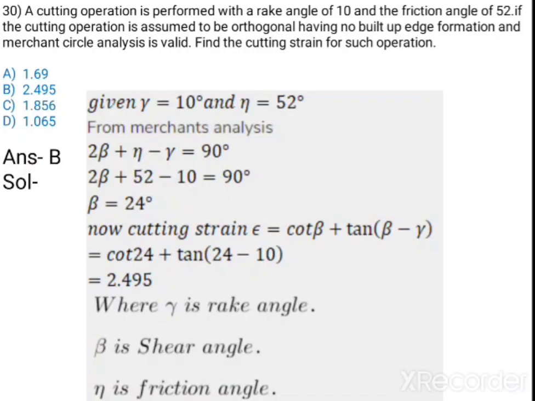Then you will get phi plus beta minus alpha equals 90 degree. Just put the value, you will get phi shear angle, that is 24 degree. Now cutting strain, what is strain? Cot phi plus tan beta minus alpha. Just put the value, you will get strain 2.495. That is option B.